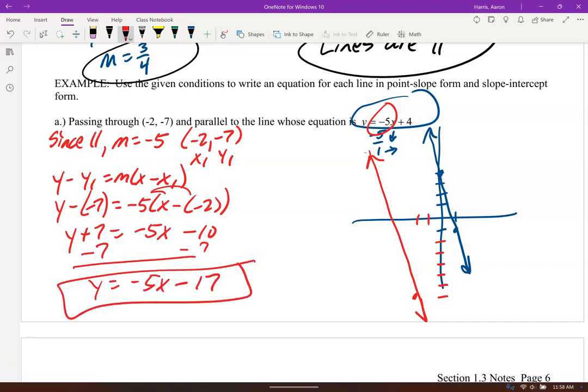There we are, y equals negative 5x minus 17. That's the equation of that red line right there. Okay?